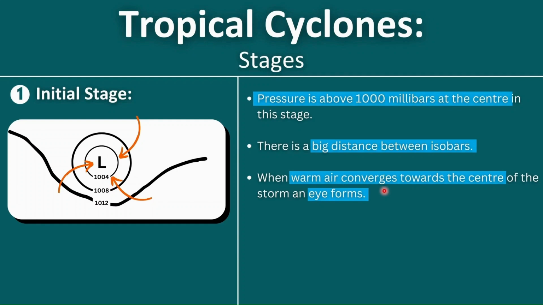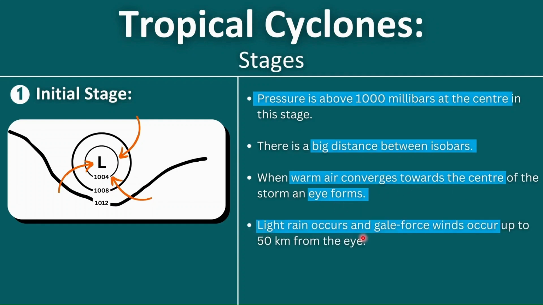When warm air converges towards the center of the storm, an eye forms. So light rain occurs and gale force winds occur up to 50 kilometers from the eye.